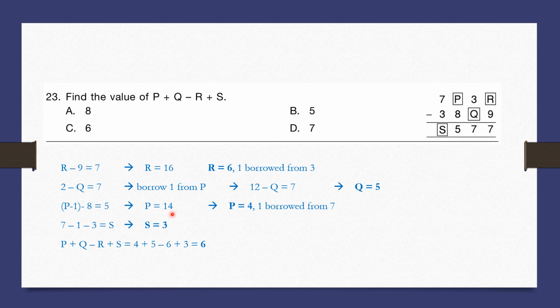So P will be 14. So P cannot be a 2-digit number. So P will be 4 and 1 is borrowed from the 7. So now it will be 6. So 6 minus 3 equals S. So S will be 3. Now we know the value of P, Q, R, S. We replace here and we get the value as 6. So our answer is option C.